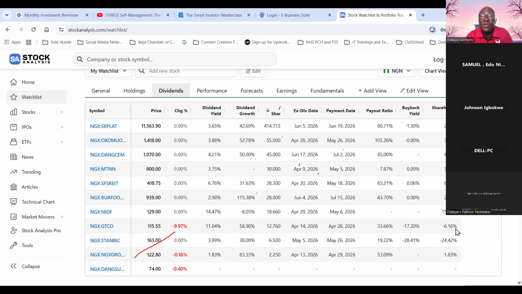How much is the highest dividend? Anybody, unmute yourself. Let's interact, please. Okay. What's the highest dividend that is being paid? Highest dividend per share. It should be Seplat. Exactly. How much are they paying?